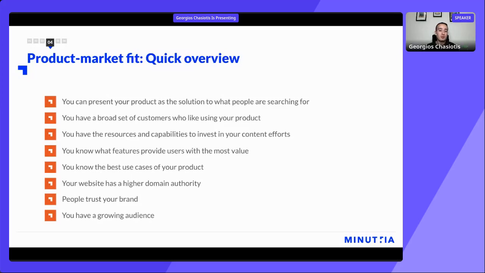Chances are that at this point, maybe you have managed to raise some money. So you have some resources. You know what features provide users with the most value, which is extremely important. You have found the use cases, the best use cases for your product. Your website has higher domain authority, and obviously that's based on your effort so far around guest posting that we mentioned earlier. People trust your brand, and you have a small but growing audience.